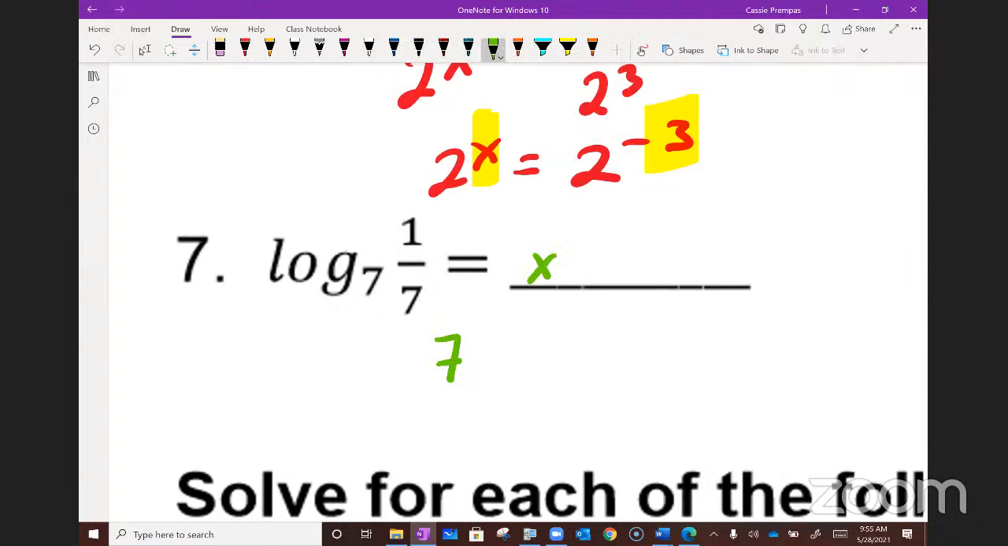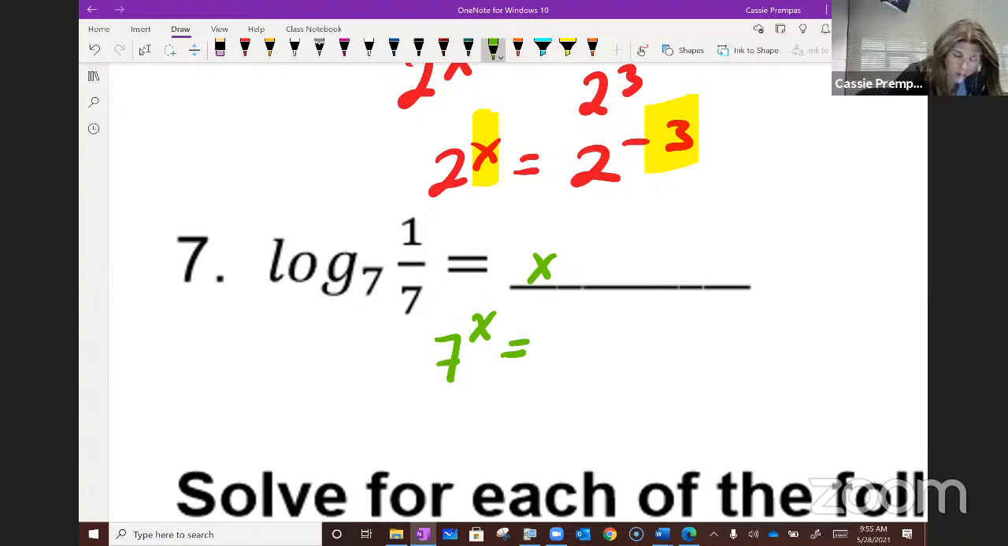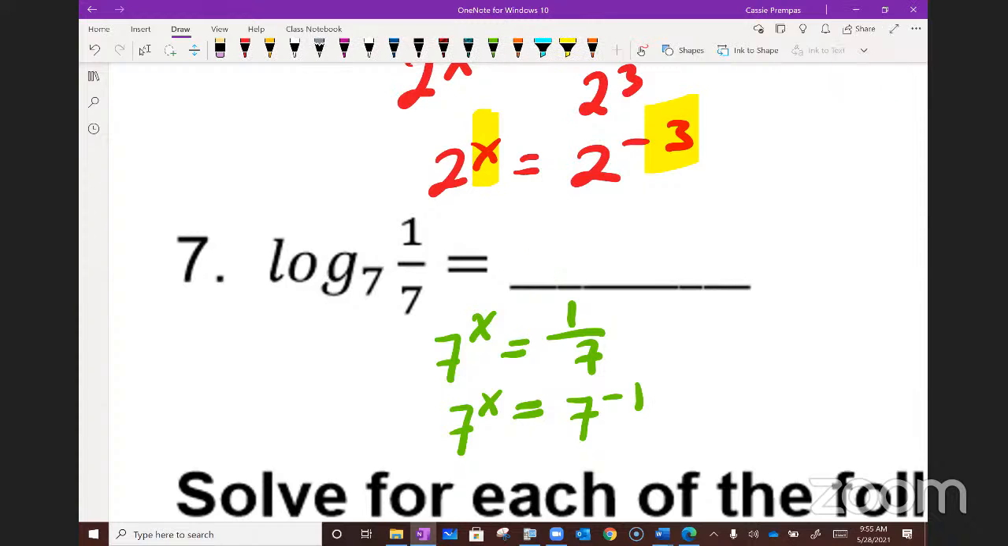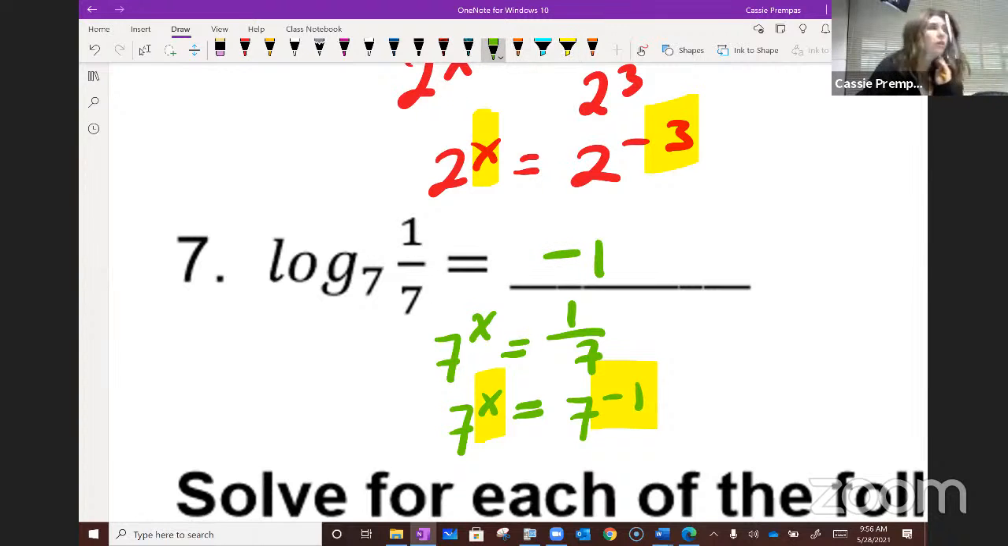If we're asking 7 raised to what power equals 1/7? Do you guys remember how we could write 1/7 as just 7 to an exponent? You guys are on mute. Yeah, nice, Charlie. 7 to the -1 is the same as 1/7, so this answer is just -1. All right, guys, the answer for that one is -1.